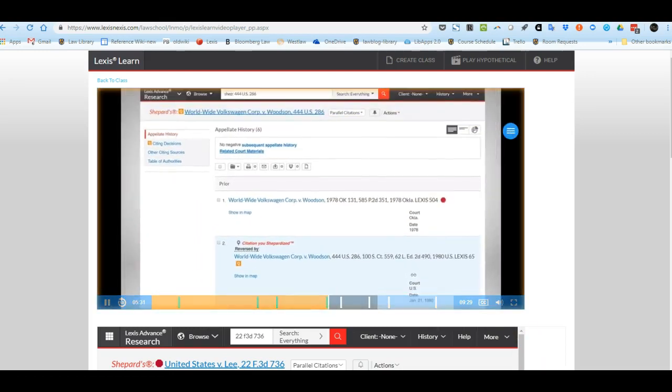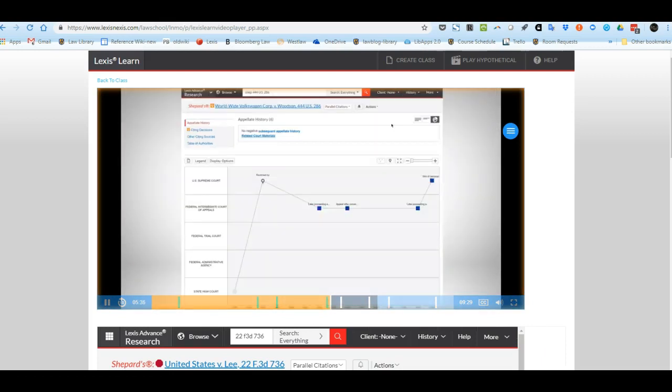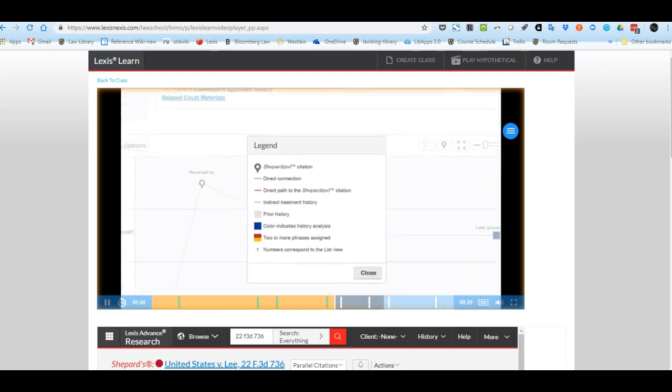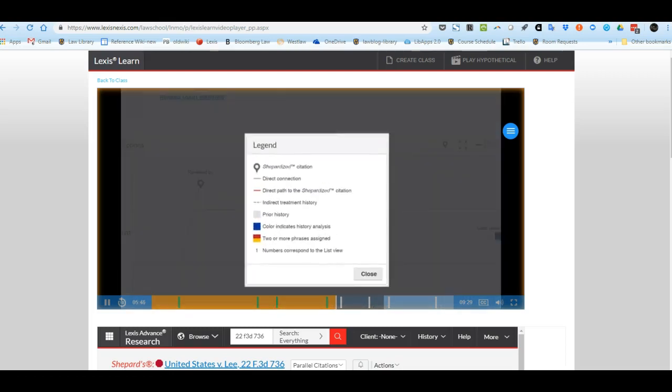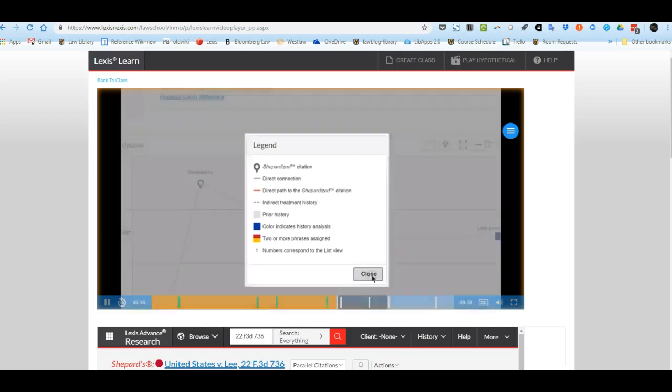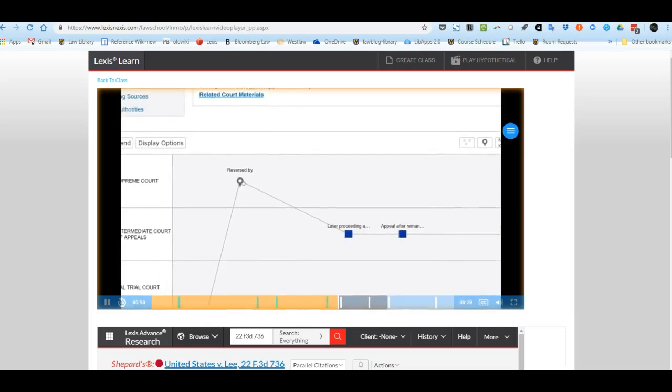Another way to review a case's history is using the appellate history map. The appellate history map is a visual representation of a case's path through the courts. The legend menu explains the graphics used in the map. Clicking the links in the map provides you a quick look at the case information.